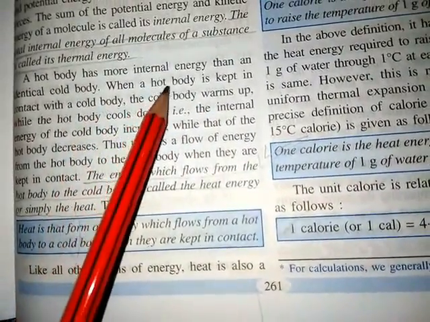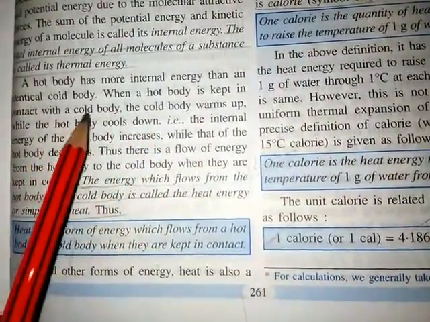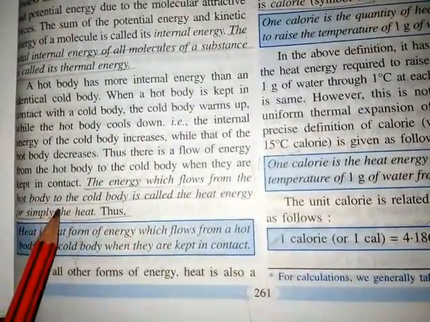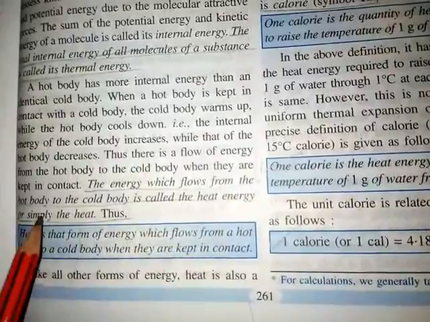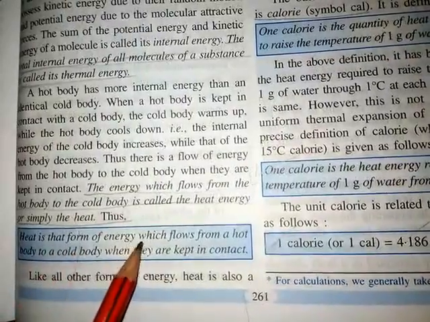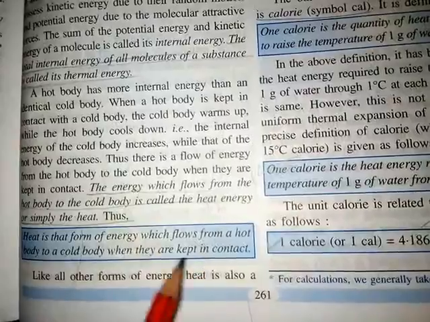So when a hot body is kept in contact with a cold body, the cold body warms up while the hot body cools down. So the energy which flows from the hot body to the cold body is called the heat energy or simply the heat. Thus, heat is that form of energy which flows from a hot body to a cold body when they are kept in contact.